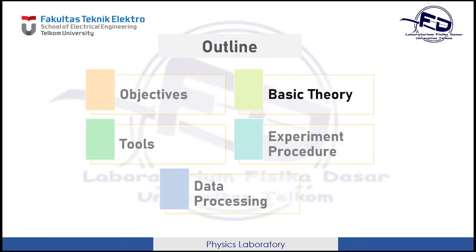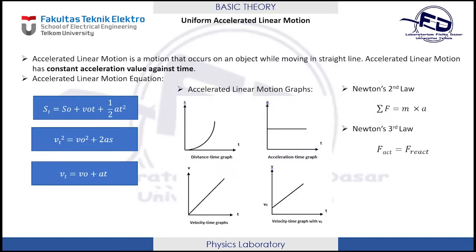Next, we will study the basic theory. The first basic theory is regarding uniform accelerated linear motion. Uniform accelerated linear motion is a motion that occurs on an object while moving in a straight line. Accelerated linear motion has a constant acceleration value against time. So it can be concluded that in uniform accelerated linear motion, the values of initial velocity and final velocity are different because of the constant acceleration.